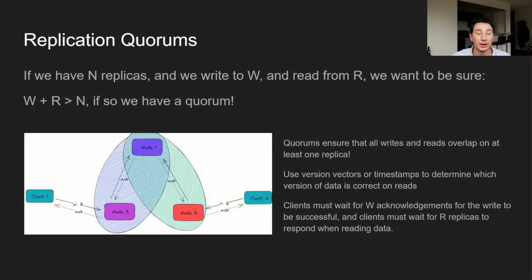From there, it's just a question of, okay, well, now we have multiple different values on our reads. How do we actually determine which one is the correct value? Well, we have kind of discussed this already. We can use something like a timestamp, or something like a version vector, to get a better sense of which write is the actual most up-to-date one, and that way a reader can see the up-to-date data.